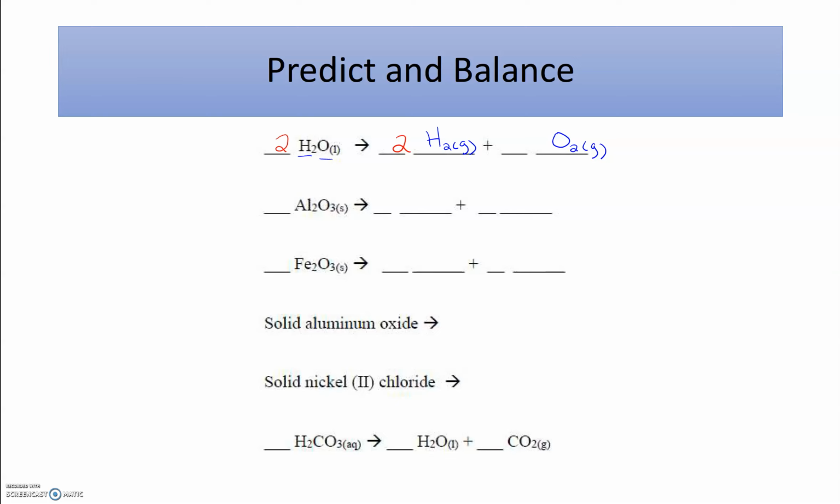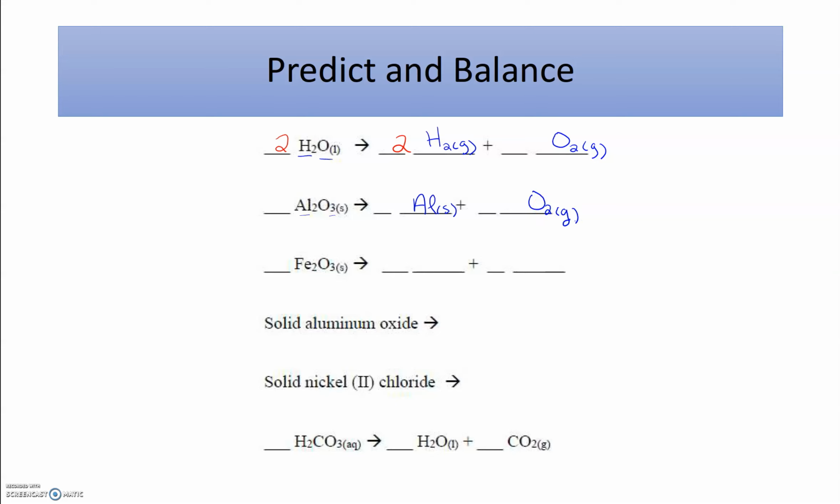Let's take a look at our next example. Here I've got Al2O3, or aluminium oxide. So I've got 2 aluminiums and I've got 3 oxygens. So the elements that make up aluminium oxide is aluminum, which is a solid as an element at room temperature, and oxygen.